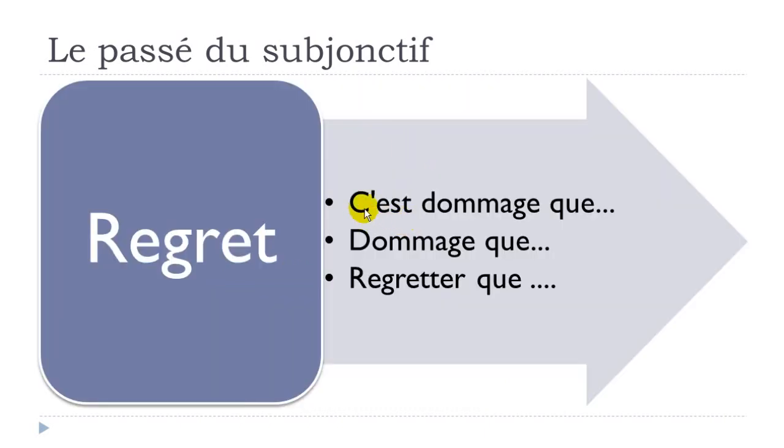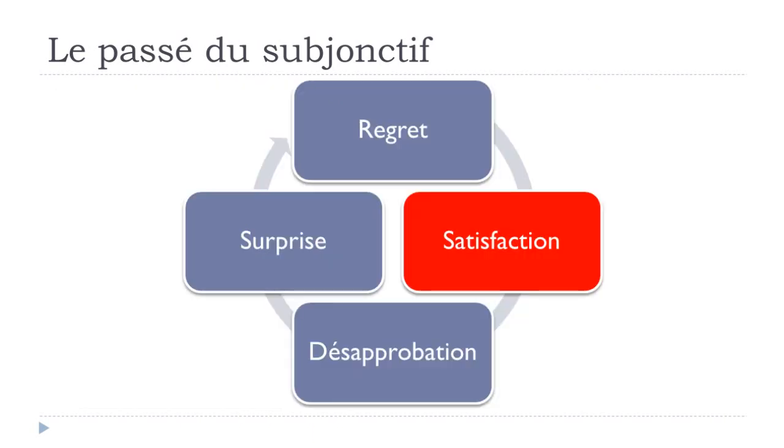We've got these structures. C'est dommage que, it is a pity that, and then if you continue with a past structure, it should be at the passé du subjonctif. Dommage que, exactly the same thing, but it's more spoken because you've dropped the subject and the verb, so you can use that orally. Maybe not in formal situations, it would be better to use c'est dommage que. And then regretter que, to regret that. After that, you should put this passé du subjonctif, of course, if what comes after should be in the past form.